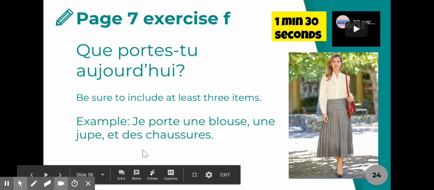But you're going to start your sentence writing on page 7, exercise F, with je porte. And then you need to list at least 3 items.